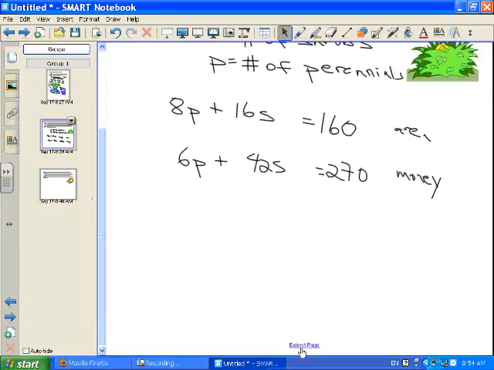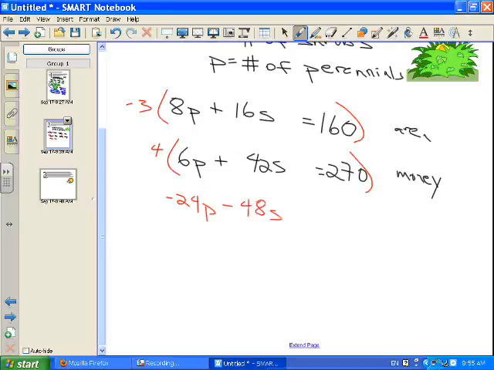Yep, because 6 doesn't go into 8 and 16 doesn't go into 42, so we're going to have to change them both. If we go with this one, just to keep the number smaller, the first place 8 and 6 overlap is 24. So multiply the top one by negative 3. That means the bottom one is going to have to remain positive 4. My new top is going to be negative 24p minus 48s equals negative 480. The bottom one here is 24p plus 168s equals 1,080.